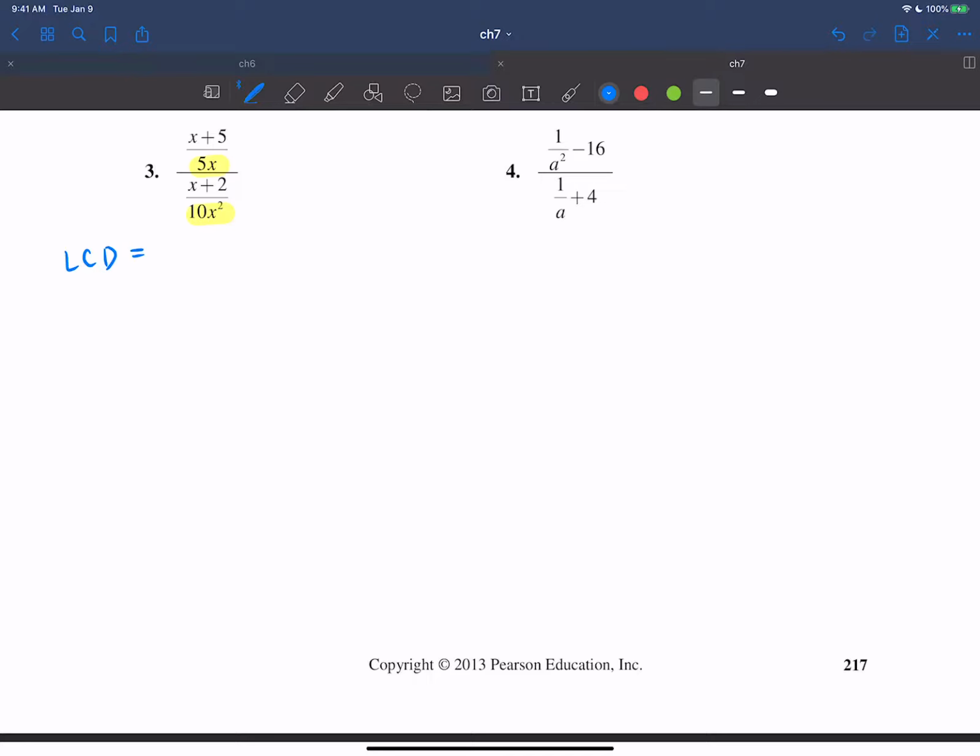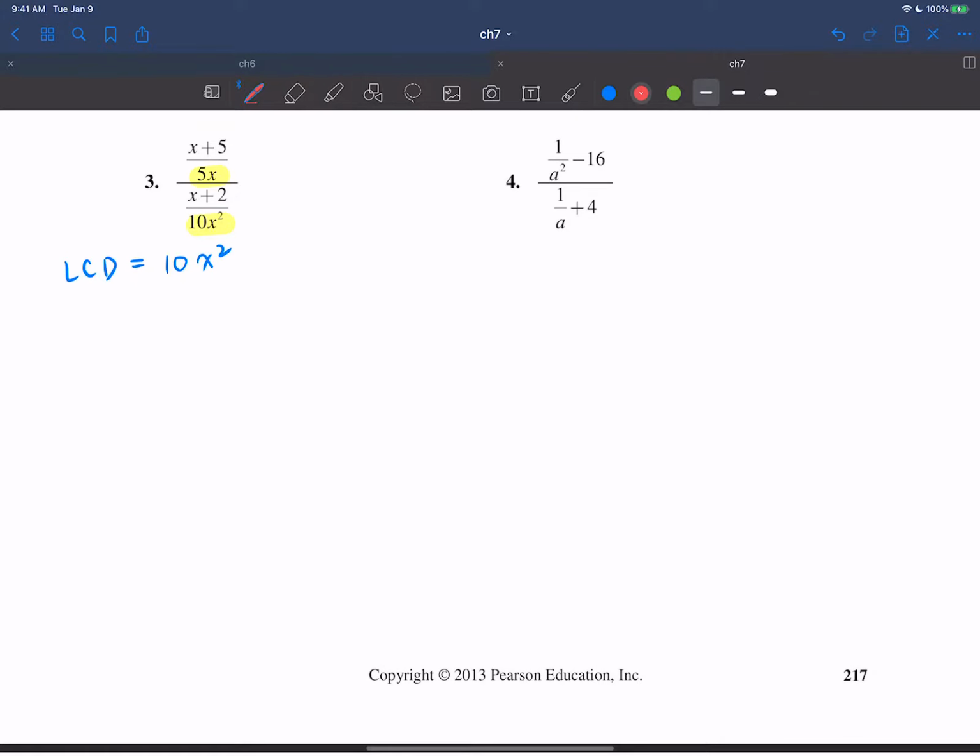LCD in this case will be, first check out the numerical parts. 5 and 10, the least common denominator will be 10. And then the variable part, you only have an x, and you're going to take the highest power that it appears in each denominator. The highest power is square, so that will be in your LCD, and our LCD will simply be 10x squared. Once you find our LCD, we're going to multiply both the top and the bottom by our LCD. So multiply the top by 10x squared, multiply the bottom by 10x squared.